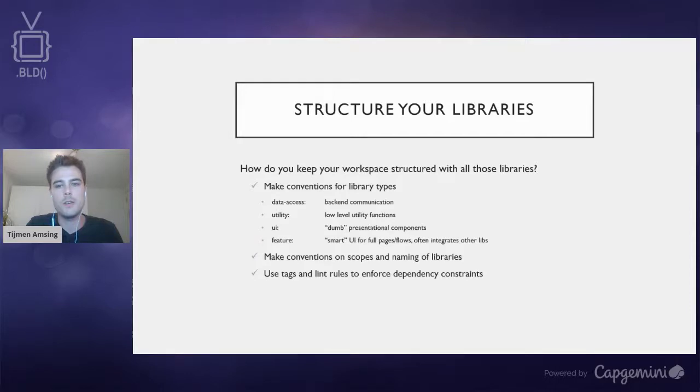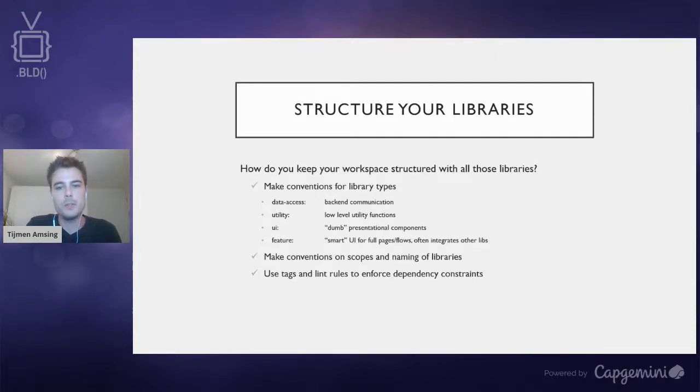The following is something that Nx recommends as well: make conventions on what types of libraries there are. Each type should have a specific goal. For example, you may come up with a UI library type that may only contain simple presentational components, or a utility library type that may only contain pure utility functions such as sorting, formatting, calculating, and the like. You can also have conventions on scopes and naming of the libraries. The scope can be anything, but what you often see is that you have libraries that are specific for an app and libraries that can be shared across multiple apps.